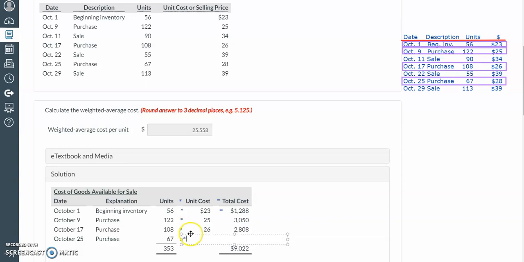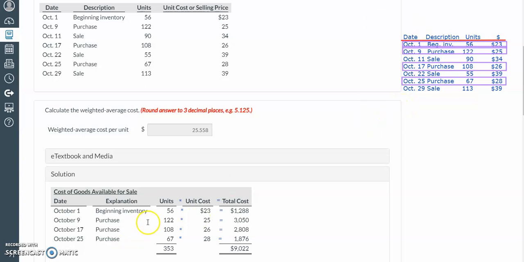And the goal here under the periodic system is to really understand how many units were available for sale during the entire period of time, because we're using the periodic method here, and what is the total cost of all of those units. And this is an important figure. I recommend always writing this down for every problem that you do.